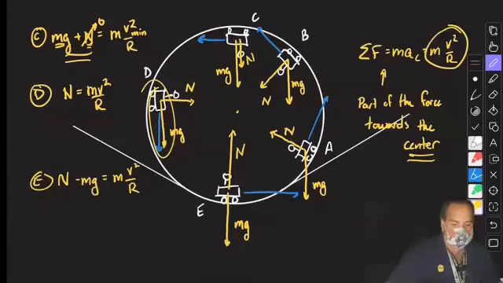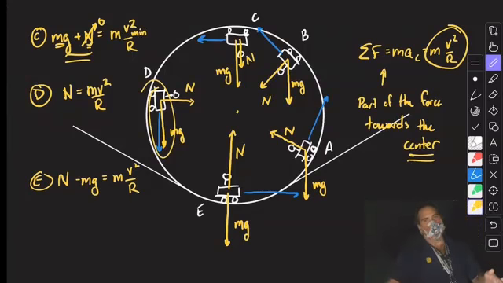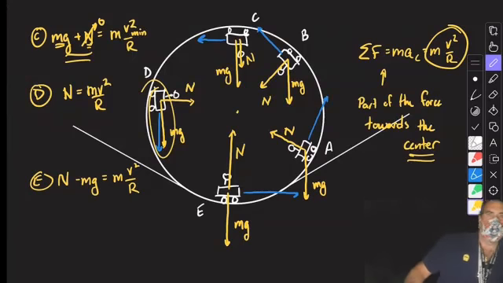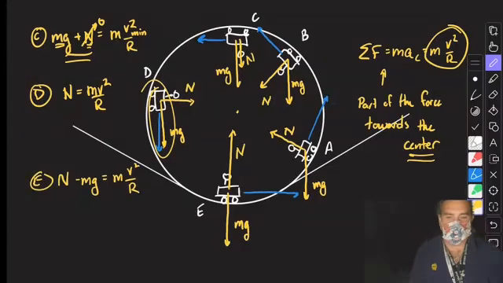I probably wouldn't ask anything mathematical about A or B, because there's a component of the weight towards the center that makes it pretty complicated. So I won't talk about that. I might talk about that in AP Physics C, but that's not really a discussion for this class. So that's the roller coaster question.